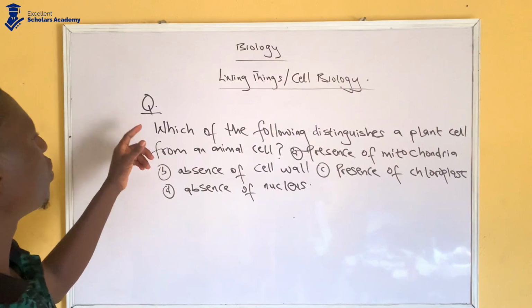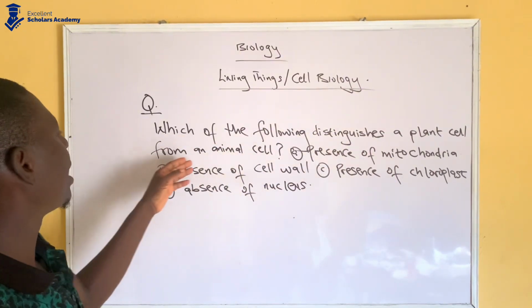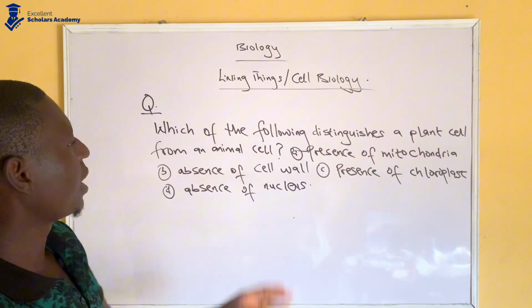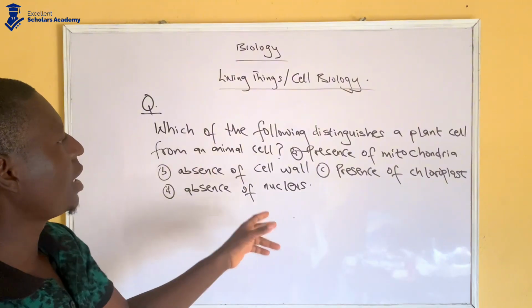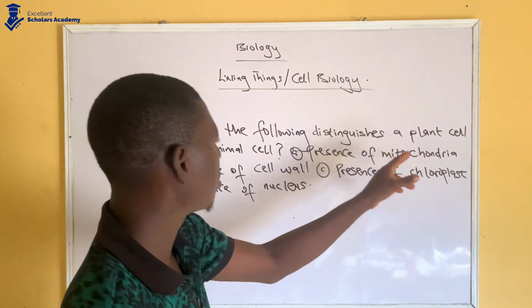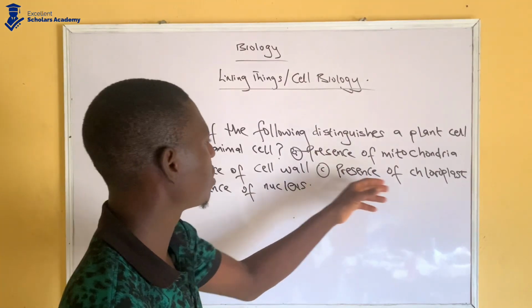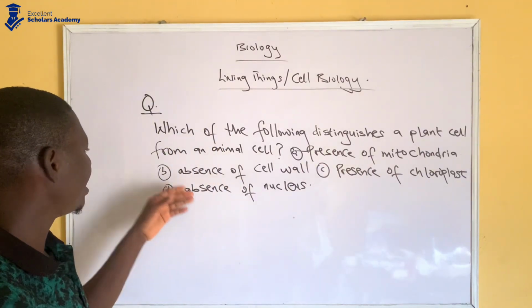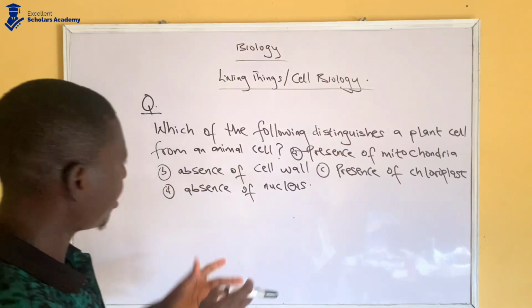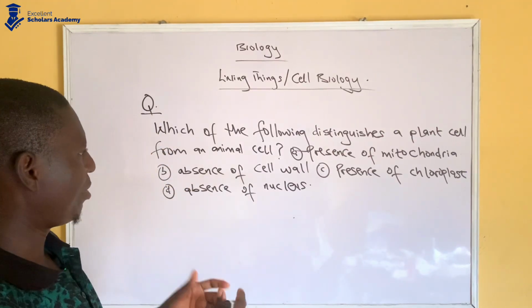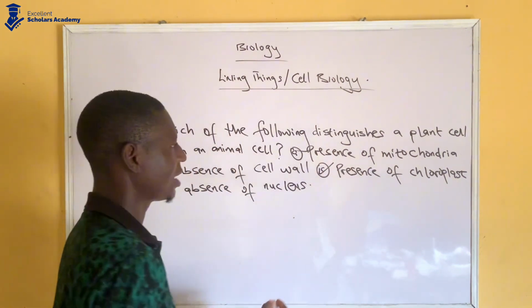All right, this question says, which of the following distinguishes a plant cell from an animal cell? We have two cells there, plant cell and animal cell. A, presence of mitochondria. B, absence of cell wall. C, presence of chloroplast. And D, absence of nucleus. Very simple, but very tricky. Okay, let me give you the answer before I do some explanation. This is the answer here.